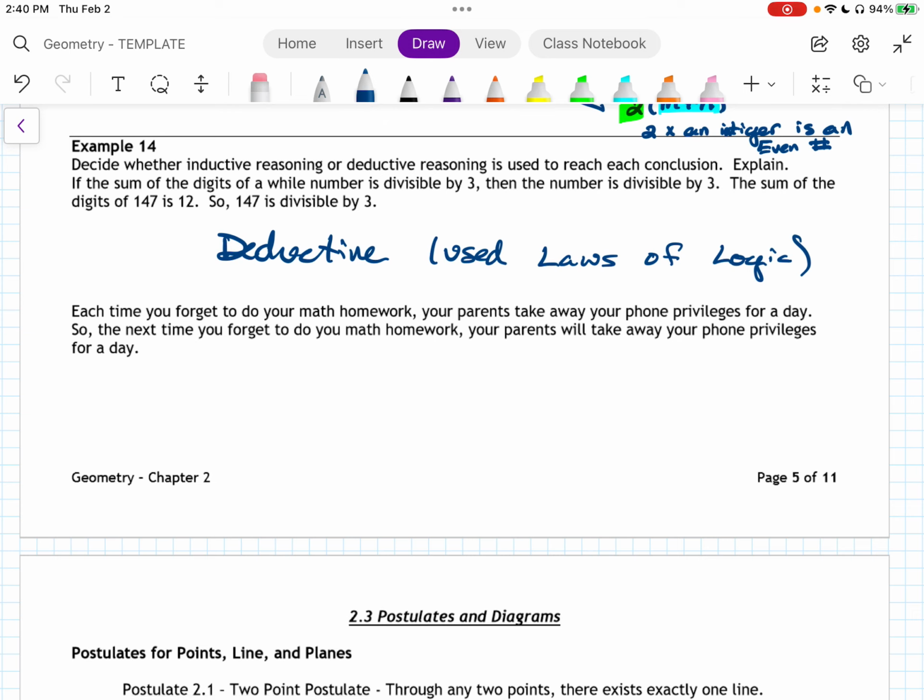All right, next up. Each time you forget to do your math homework, your parents take away your phone privileges for a day. So the next time you forget to do your math homework, your parents will take away your phone privileges. Well, that's kind of like your friend wearing their shorts every day, right? You're just saying, well, maybe in the future, you're probably going to do it. You know, it doesn't say here. It might have been that the parents outright said, hey, this is the rule. Now, if they had this hard, fast rule, then you could have used deductive reasoning. But they didn't say that they had that rule. So this is going to be inductive.